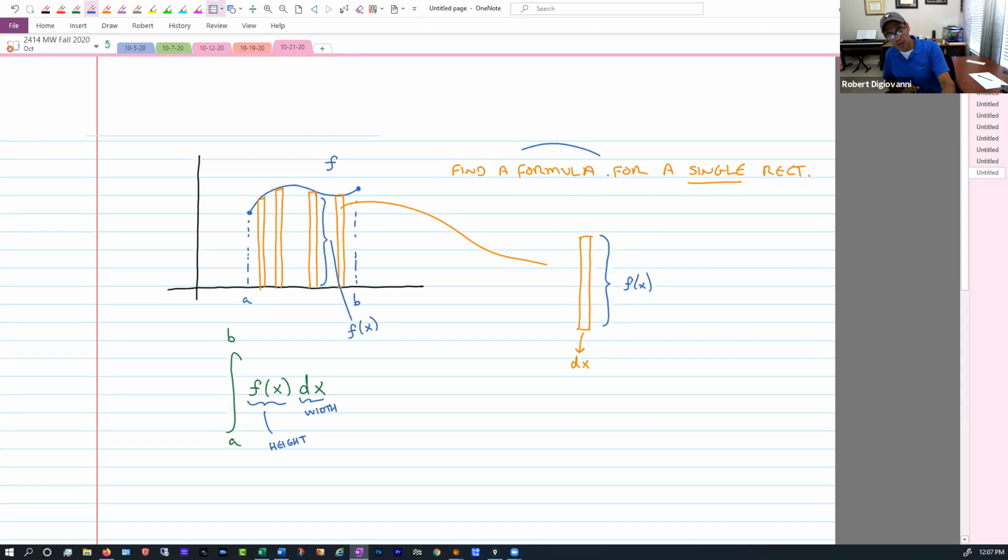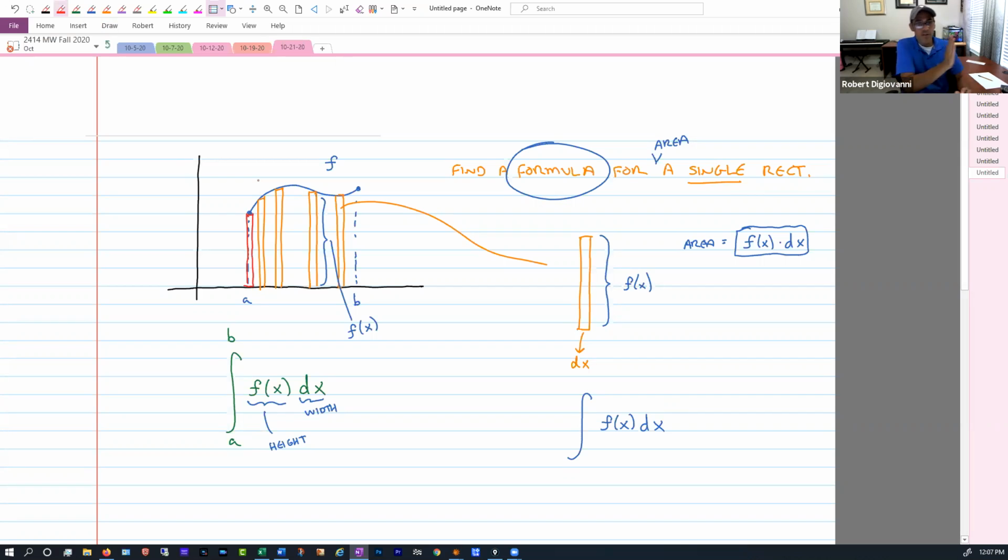So if we wanted a formula for the area, I should have put here, area of a single rectangle, then the area of the single rectangle would be f of x times dx. That's the width times the height, or height times the width. So once we found a formula for the area of a single rectangle, we said, let's add them all up, right? So we use the integral to add them all up. What are we adding up? We're adding up these areas. And we're going to move the rectangles, starting them over here on the very edge at a.